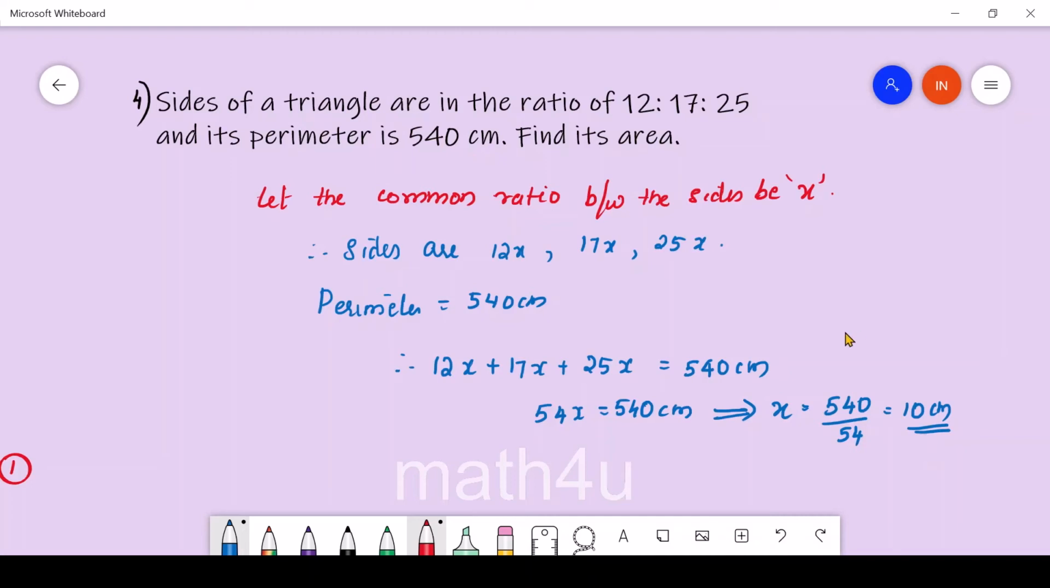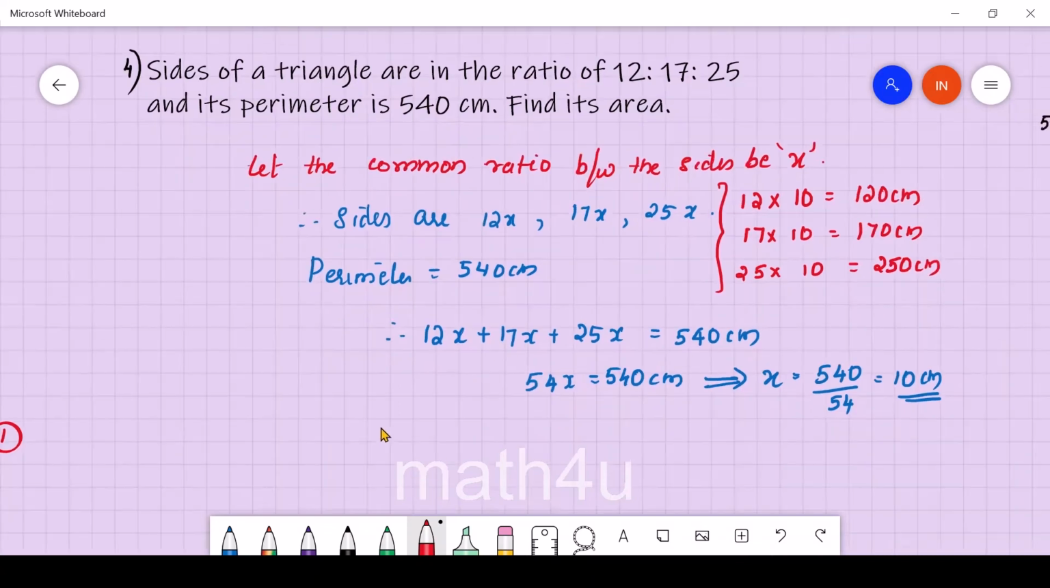So we can find out the sides now. The sides are 12 into 10, that is equal to, first is 120 centimeter. Next is 17 into 10, that is equal to 170 centimeter, and 25 into 10 is equal to 250 centimeters. So I hope it is clear how you got the sides.